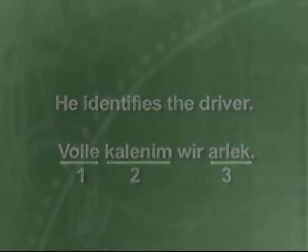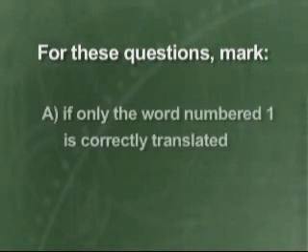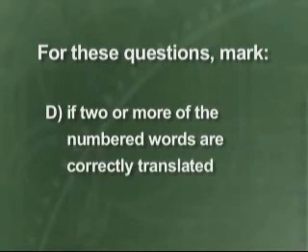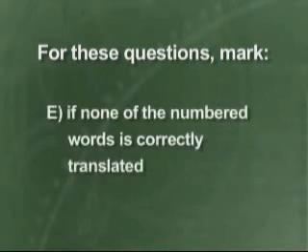The directions say, for these questions marked A, if only the word numbered 1 is correctly translated. B, if only the word numbered 2 is correctly translated. C, if only the word numbered 3 is correctly translated. D, if 2 or more of the numbered words are correctly translated. And E, if none of the numbered words is correctly translated. Let's walk through this example together and pick one of those answers.